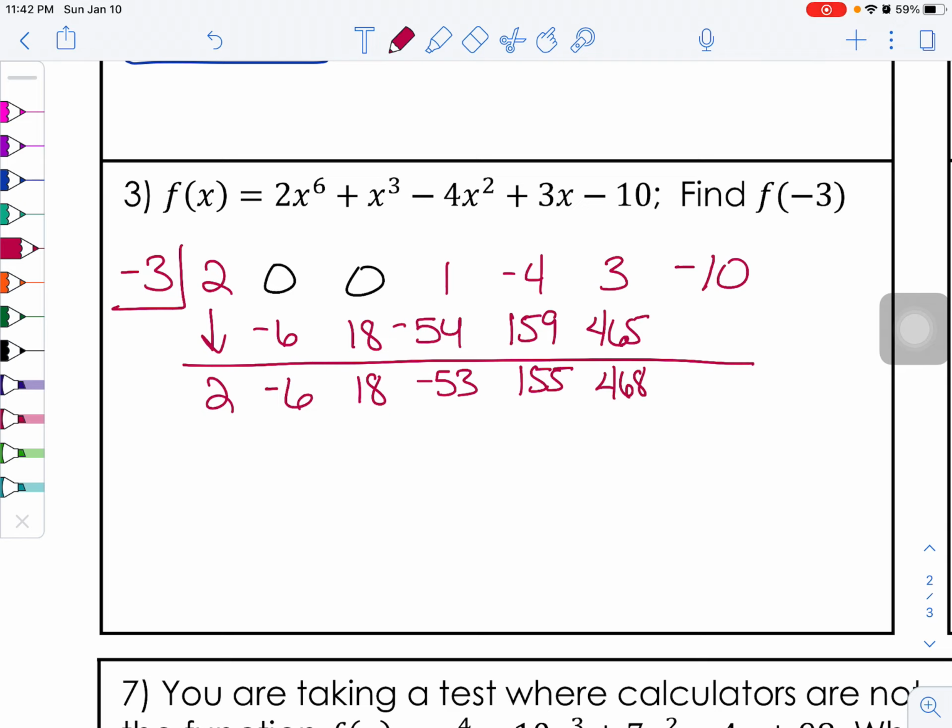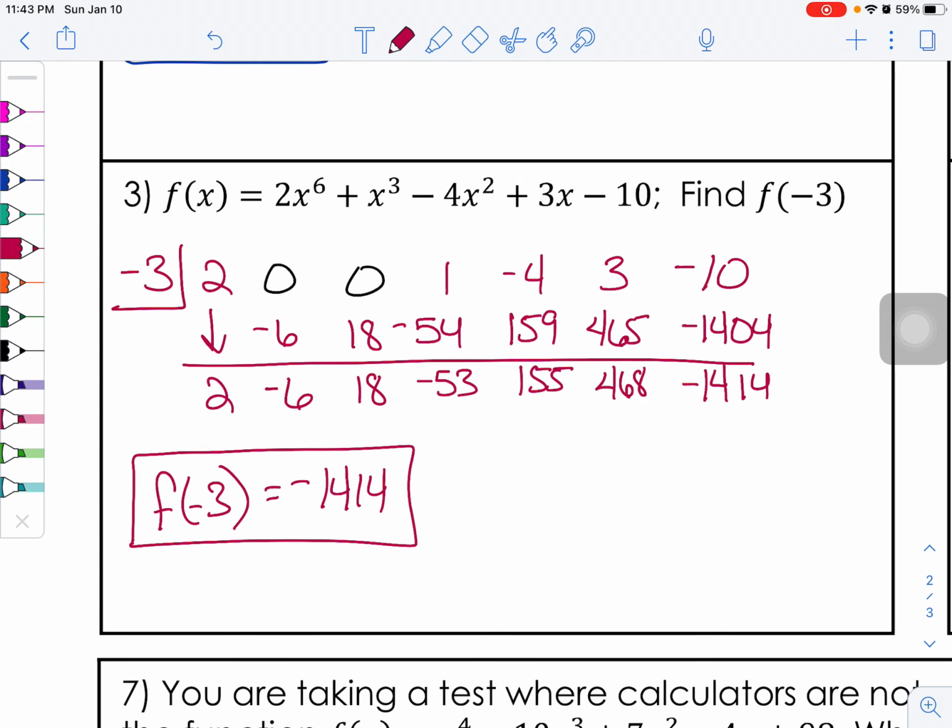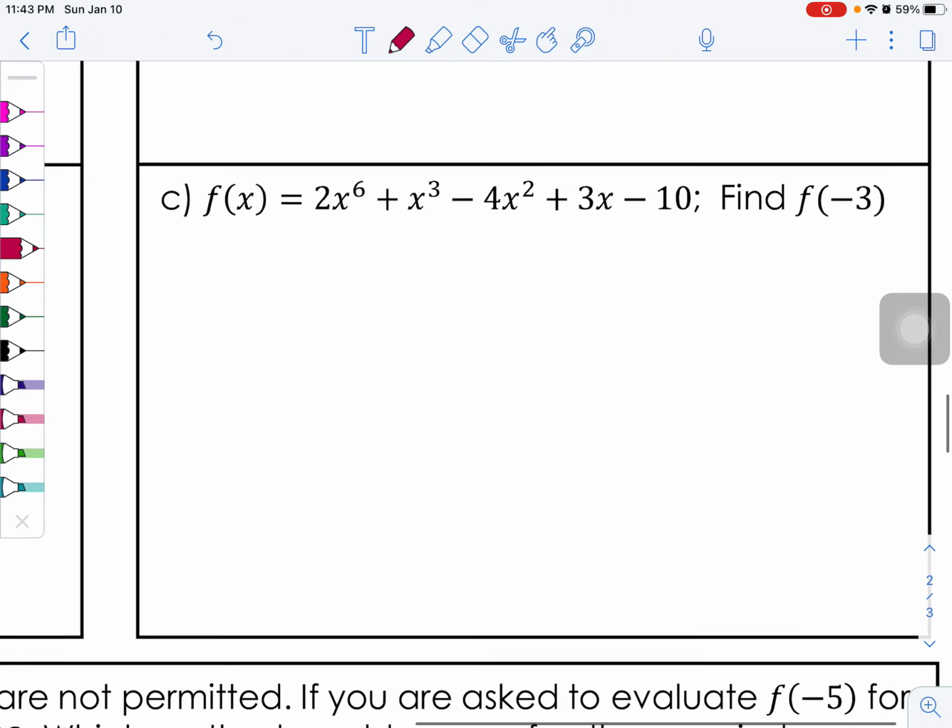So 468 times negative 3, negative 1,404. So that's going to turn into negative 1,414, if I do that right. So plus negative 10. Yep. All right. So f of negative 3, let me try that again. There we go, is equal to negative 1414. Ooh, not so pretty on the numbers there.